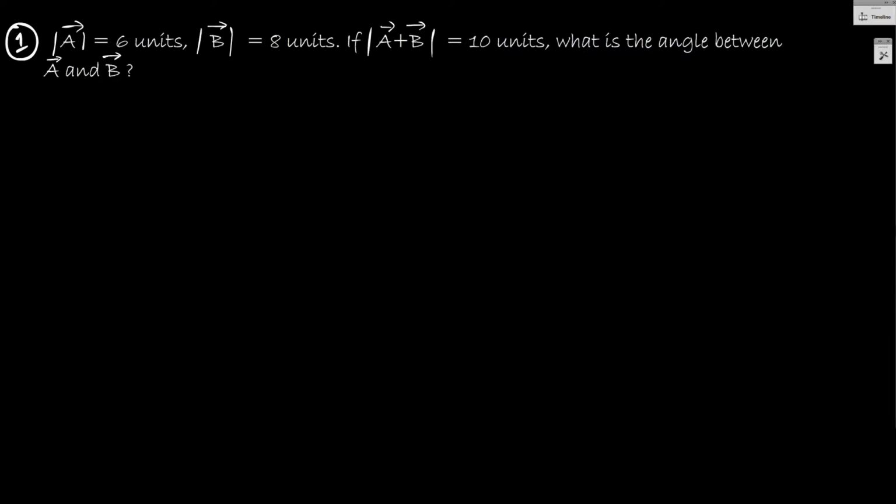Magnitude of A is 6 units, magnitude of B is 8 units. If magnitude of A plus B is 10 units, what is the angle between A and B? It's a very simple question. You know why it is very simple? I'm pretty sure you can figure this out.